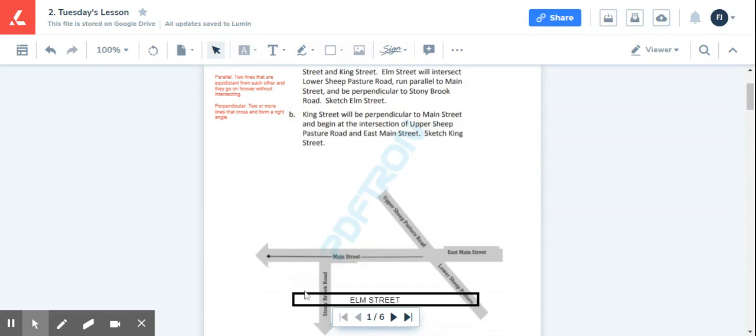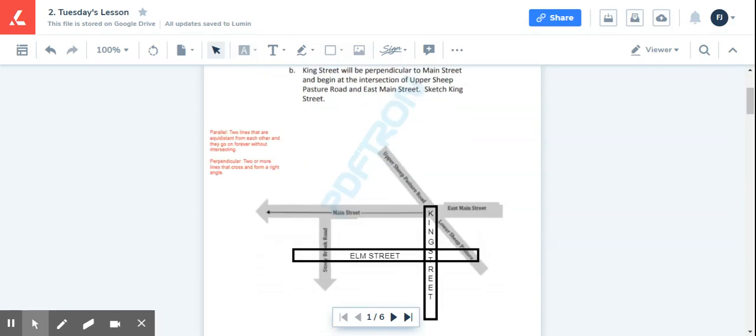Why is Elm Street in the right place now? Yep, because it is running parallel to Main Street, which means it is equidistant from Main Street and they're never going to intersect. Then it is perpendicular from Stony Brook because where it crosses, it creates a right angle. And it's also intersecting with Lower Sheep Pasture. You're going to do part B and come back once you've done it.